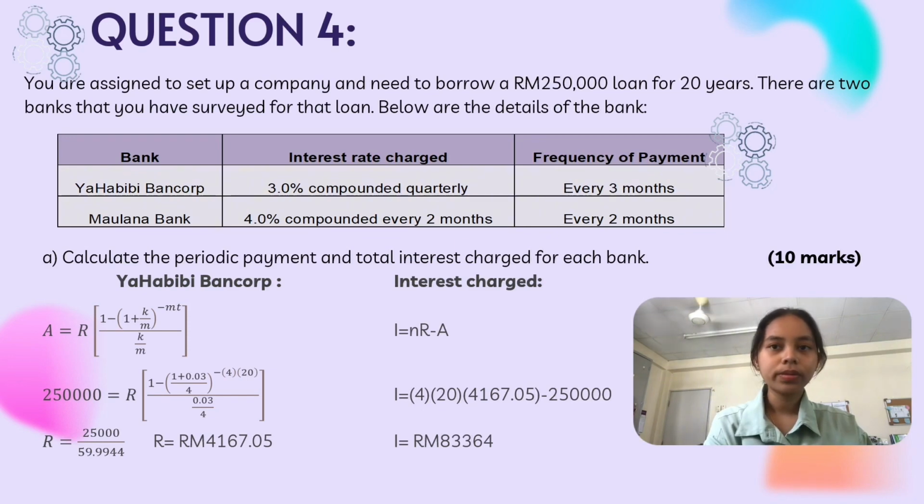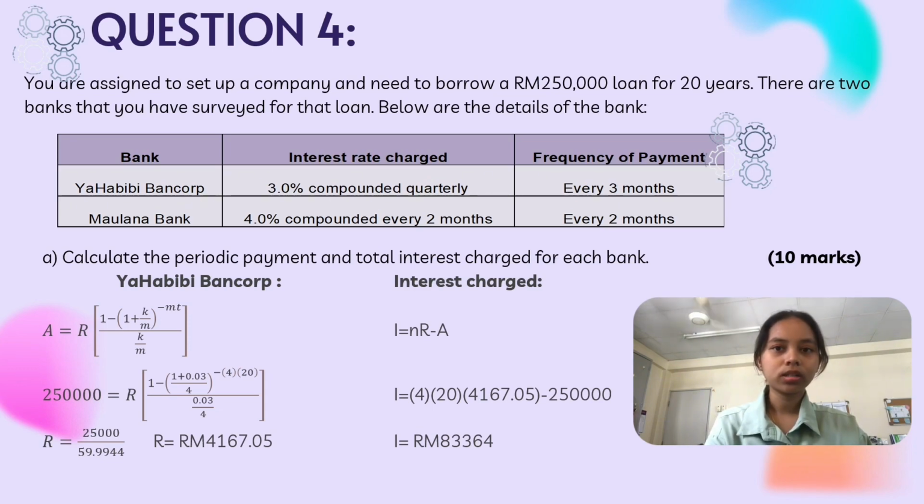We're going first with Ya Habibi Bank. We're going to use the formula A equals R in bracket 1 minus in bracket 1 plus K over M power minus MT, over K over M, and close the bracket. Next we insert all the information given. A equals 250,000, R we don't know, K equals 0.03. This is for Ya Habibi Bank. M is 4 because it compounds quarterly, and then T is 20 years.